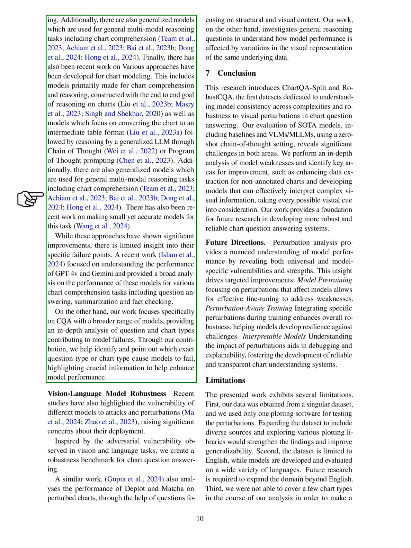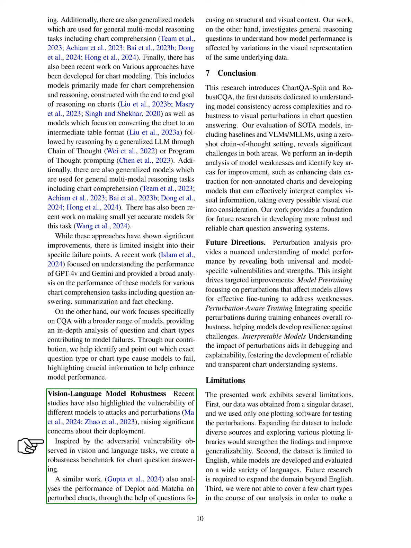Section: Vision Language Model Robustness. In this section, we explore the robustness of vision language models. We have noticed that various models can be vulnerable to attacks and disturbances, which has raised concerns about their reliability. To address this, we have developed a benchmark to test the robustness of models for chart question answering.